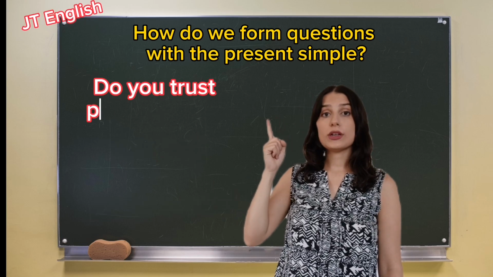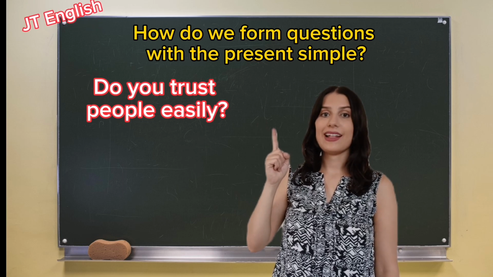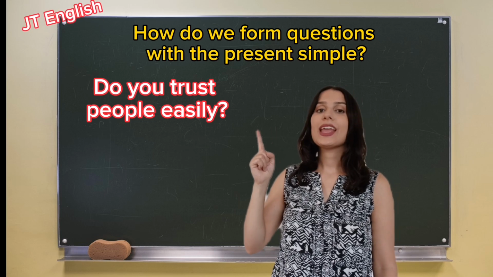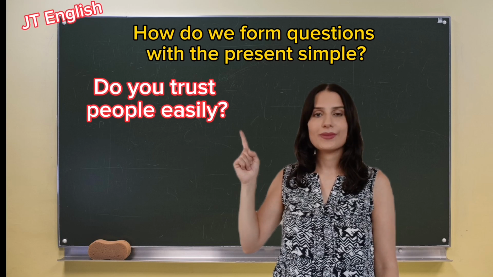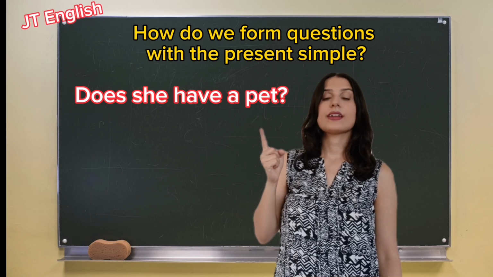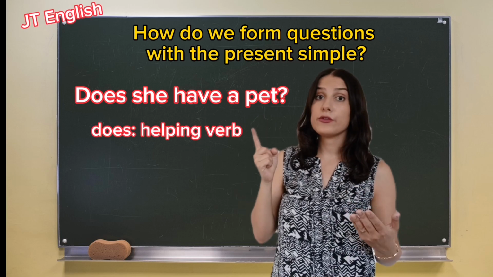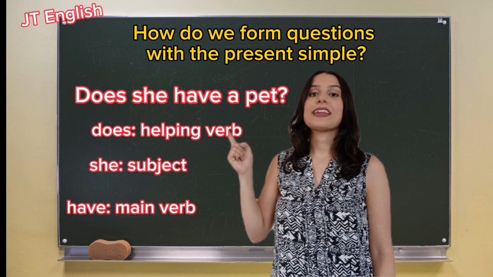For example, do you trust people easily? Do is the helping verb, you is the subject, and trust is the main verb. Does she have a pet? Does is the helping verb, she is the subject, and have is the main verb.